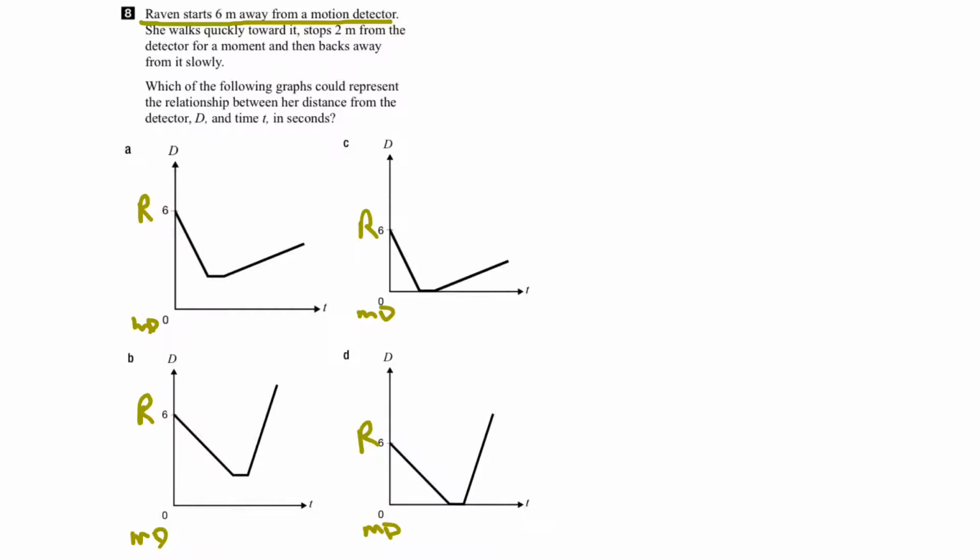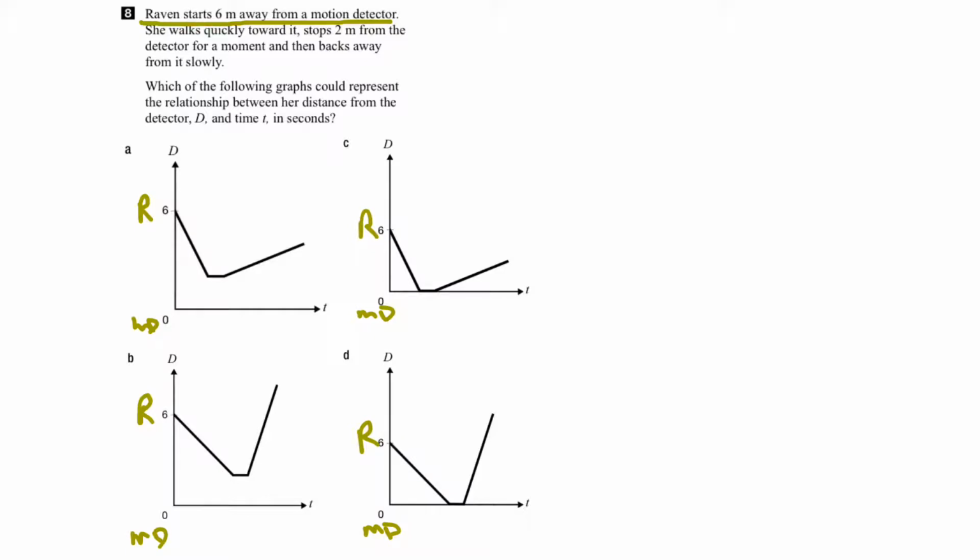So let's verify. If this is the motion detector here, Raven is 6 meters away, that's true. On this scenario, here's the motion detector, Raven's 6 meters away, that's true. Motion detector's here, Raven's 6 meters away, that's true. And the same for option D. So far, all graphs are correct.